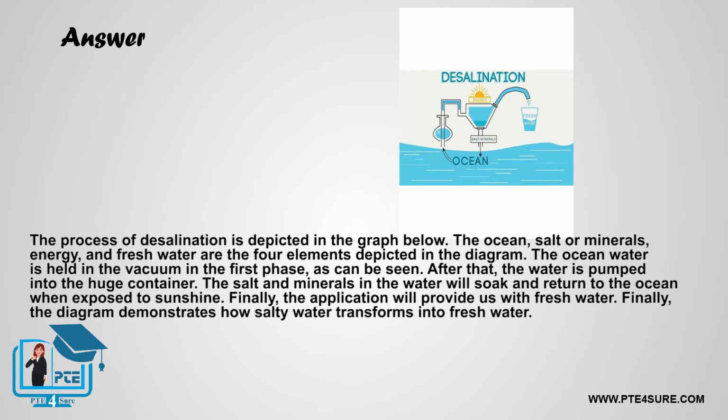The process of desalination is depicted in the graph below. The ocean, salt or minerals, energy, and fresh water are the four elements depicted in the diagram. The ocean water is held in the vacuum in the first phase, as can be seen. After that, the water is pumped into the huge container.